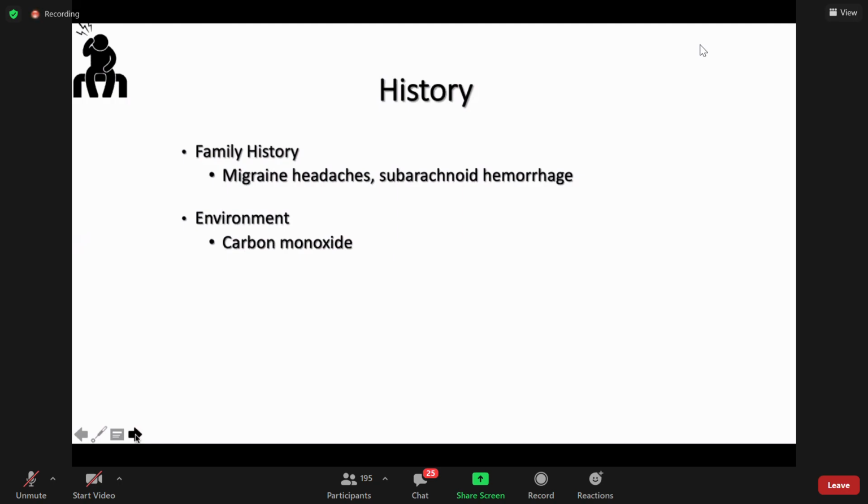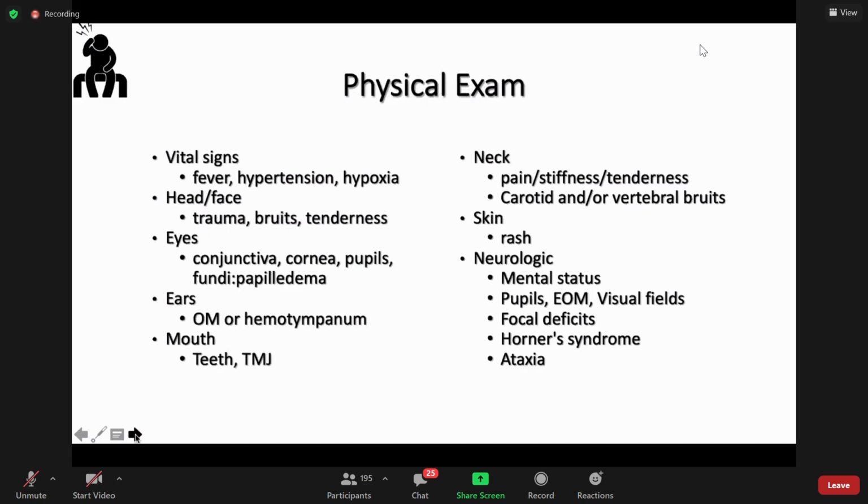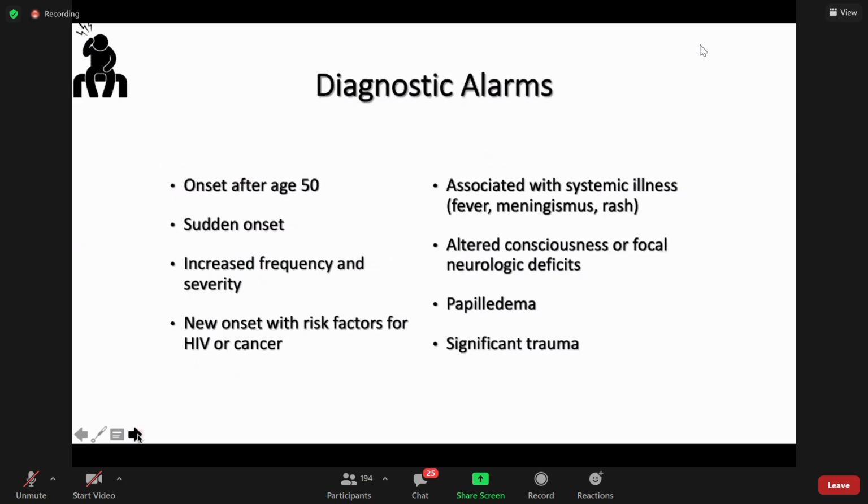Have they been exposed to carbon monoxide, which is common in winter months? Then the physical examination, we try to see if there are any localizing signs or any changes in the head structure, such as the eyes, the ears and the temporomandibular joint.